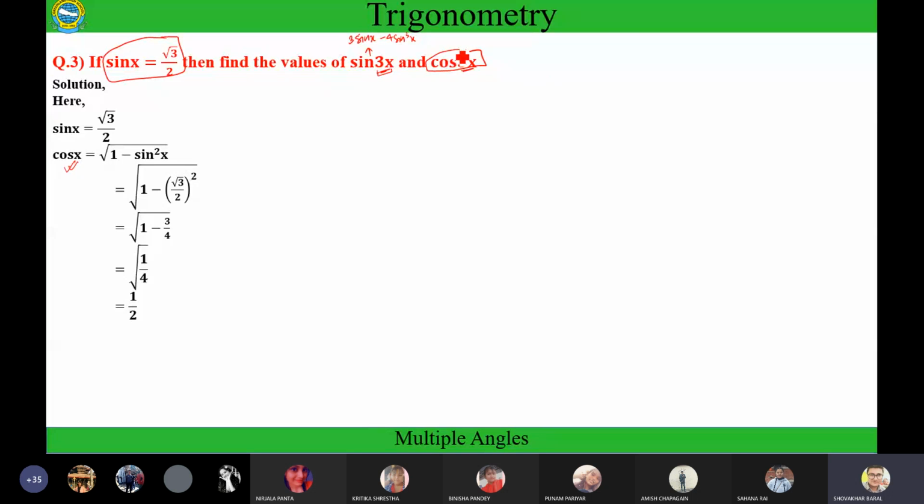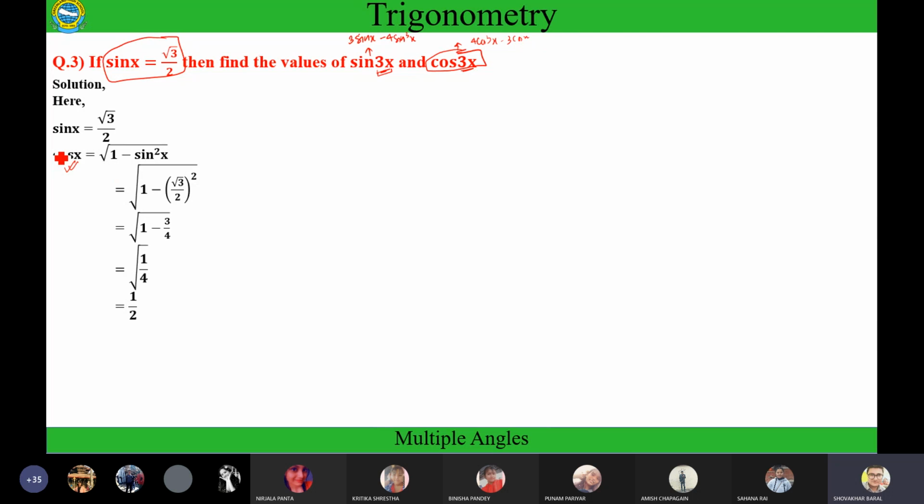So tell me the formula of cos 3x also. Nirjala, can you tell me the formula of cos 3x? 4 cos cube x minus 3 cos x. Okay, 4 cos cube x minus 3 cos x. Okay, very good. So thank you, Nirjala.